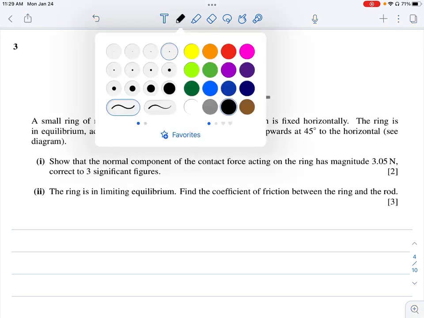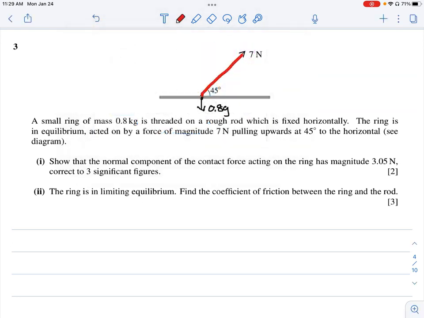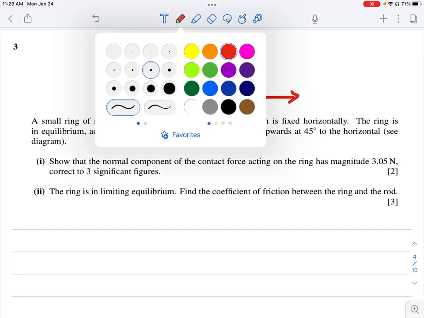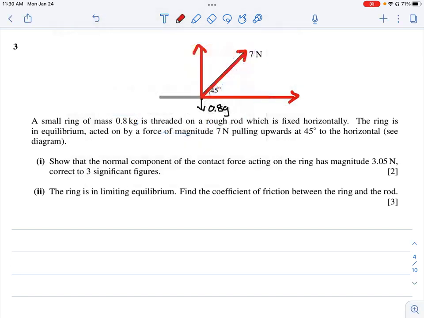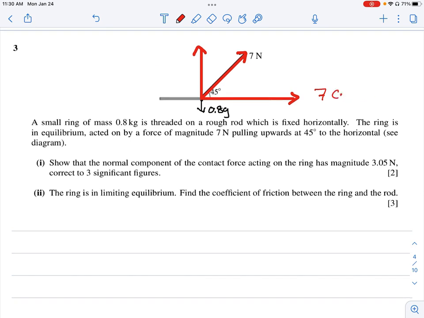To three significant figures. So this 7 newtons is acting in this direction. So I resolve 7 newtons, one horizontally and one vertically. So this becomes 7 cos 45, and this is 7 sin 45.